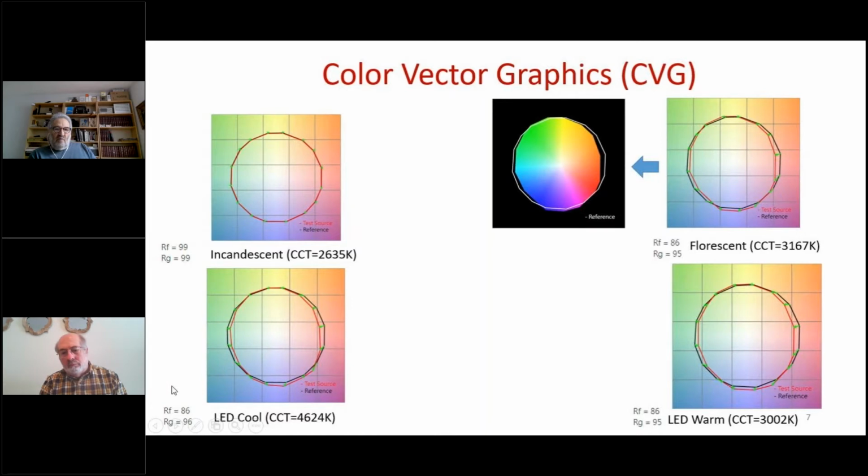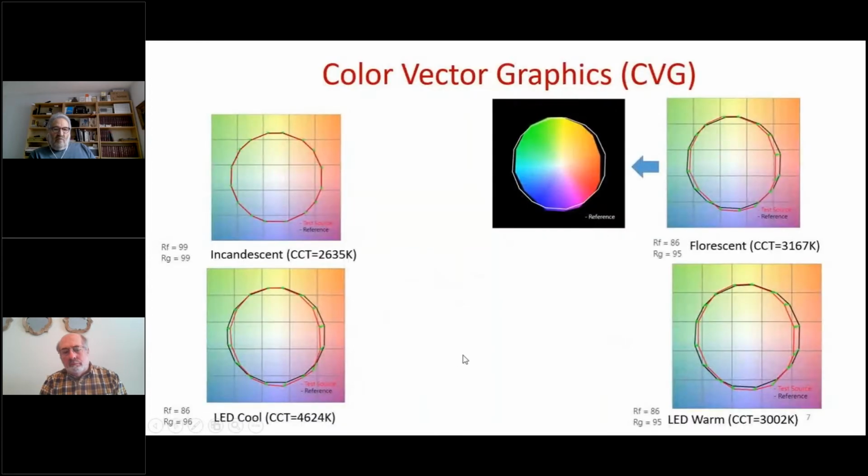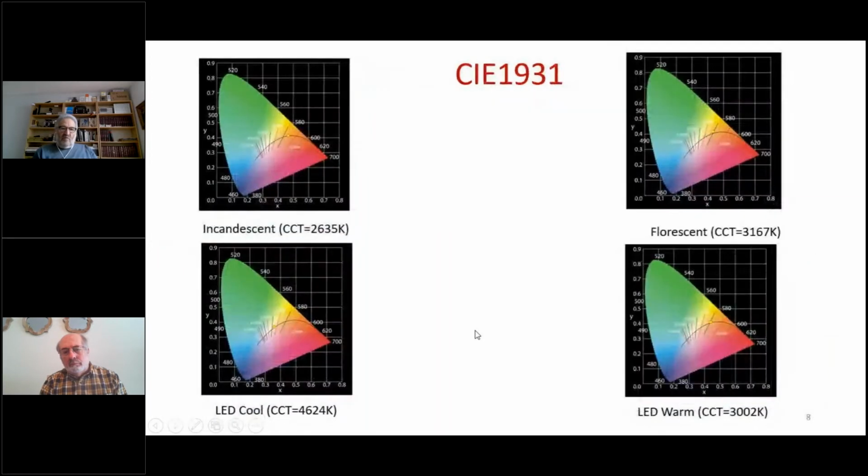So this is the color vector graphics that will tell you a lot. In fact, in the TM30, they have other information written at the four corners that is important, but we still don't have that in the lighting passport. Hopefully we'll get it on the lighting passport soon too.